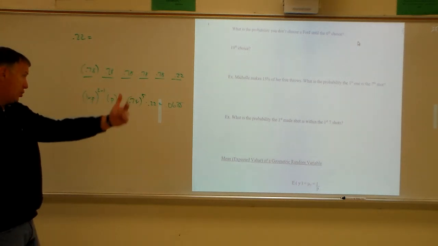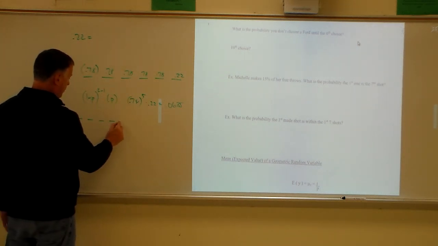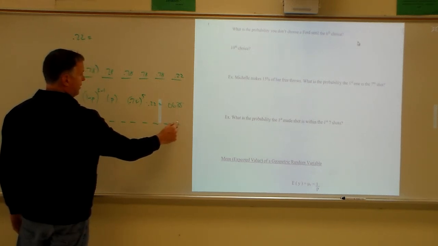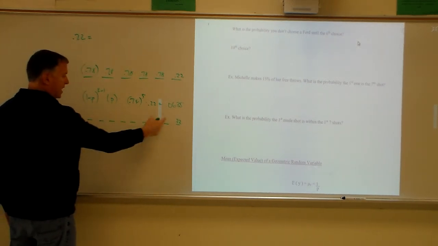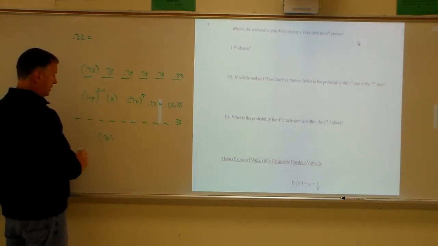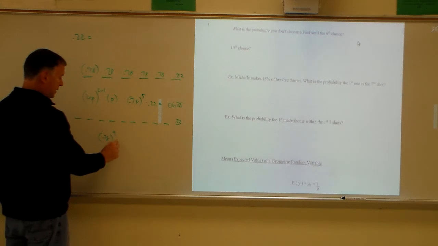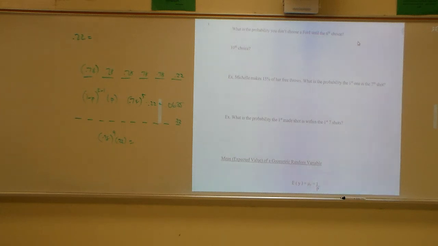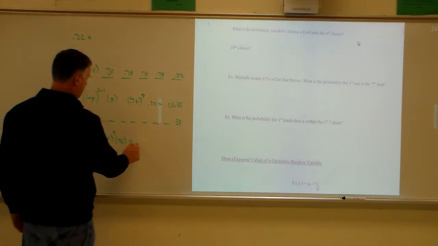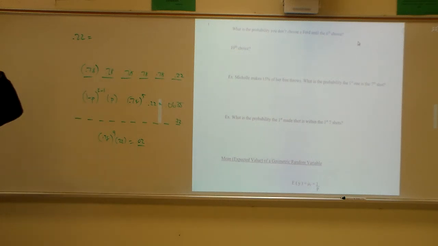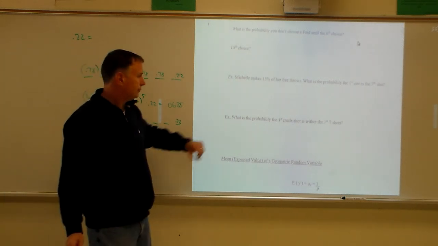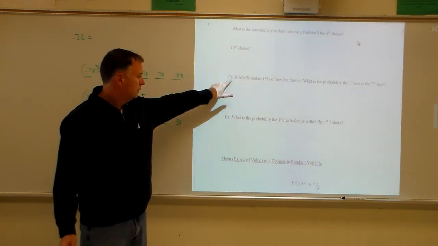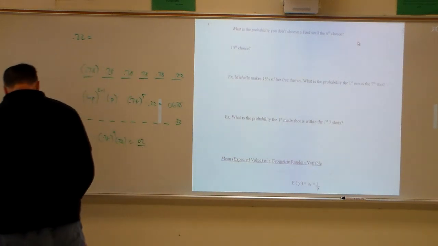Now, the 10th choice. I could do this, 1, 2, 3, 4, 5, 6, 7, 8, 9, 10, where this is my success, and the rest are all 0.78s. So I've got 0.78 to the 9th times 0.22. The probability that I see the first Ford on the 10th choice is 0.02, only a 2% chance. Very small probability. Try the next one, and then we'll think about the one after that.